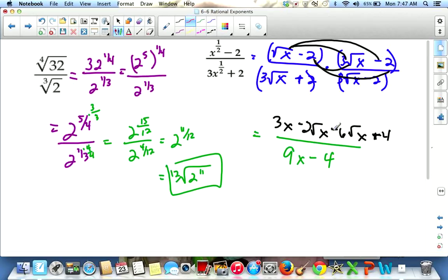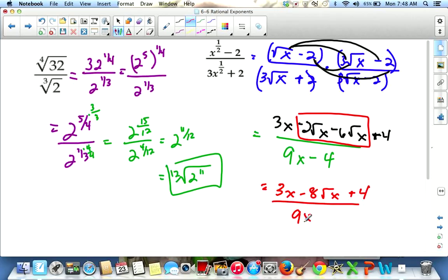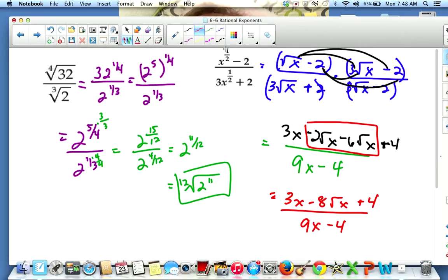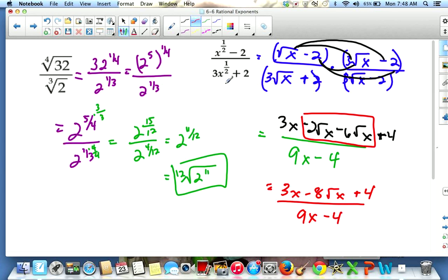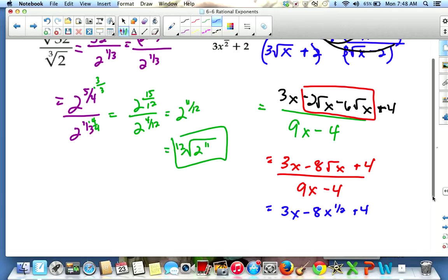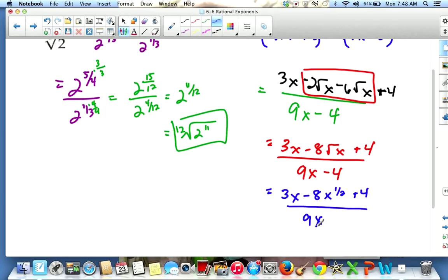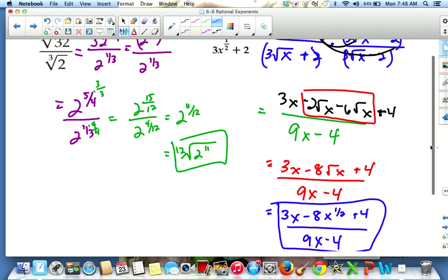And in the numerator, we can go ahead and combine some like terms here. So we end up with 3x minus 8 square root of x plus 4 over 9x minus 4. Now, since we started with rational exponents here, we're going to go ahead and rewrite our answer with rational exponents. So that's going to be 3x minus 8x to the 1/2 plus 4 over 9x minus 4.